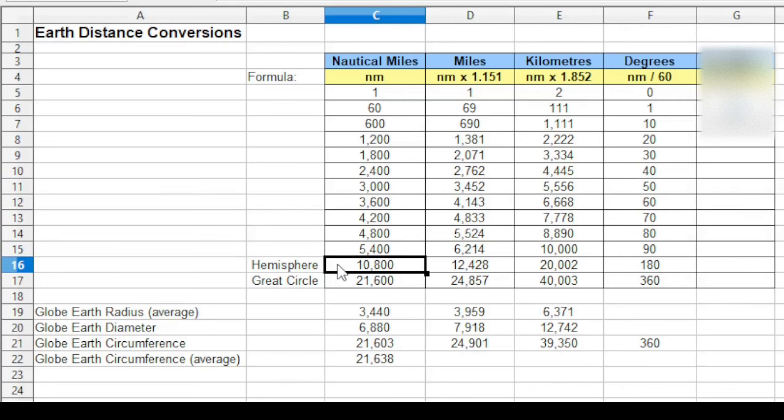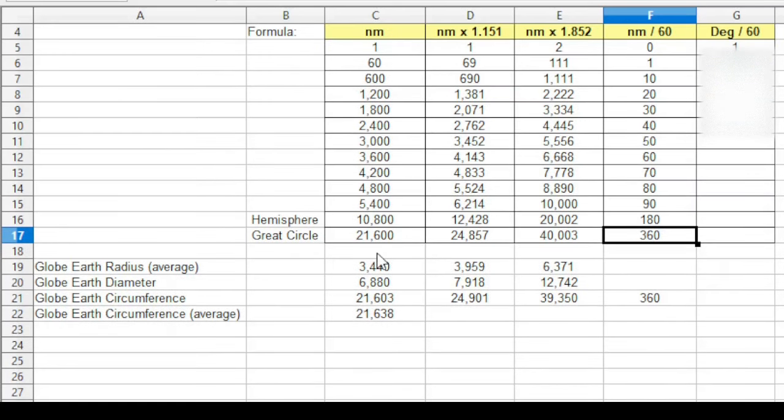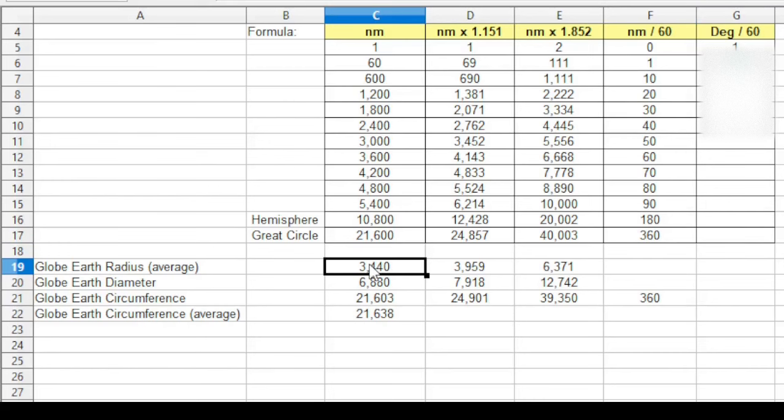So by that calculation, you end up with a hemisphere, or 180 degrees, that is equal to 10,800 miles. And then a great circle would be 21,600 miles. That's all the way around a circle, which of course is 360 degrees. So some of you might be whipping out calculators and working out things here and there. And of course, a lot of the time, the distances are averaged out.